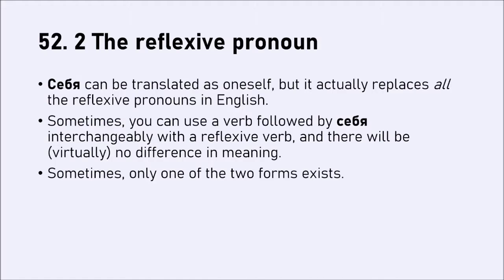For example, я моюсь, this is using the reflexive verb. It pretty much means the same as я мою себя. I wash myself. These are pretty much the same thing. So yeah, we can put an equal sign there.